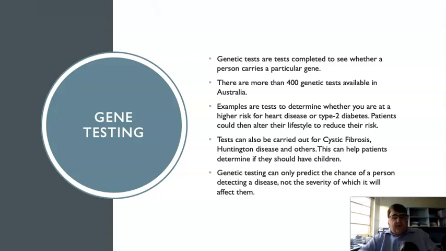on your genetics. That's really useful because if you find out there's a high chance you're going to suffer from heart disease or type 2 diabetes, then you can alter your lifestyle to reduce those risks so that hopefully you don't encounter them in your life. There's also other tests for more serious genetic diseases like cystic fibrosis and Huntington's disease.